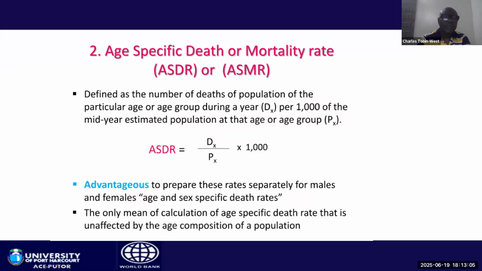Okay. Then age-specific rates, which are better. This one is the deaths of a population in a particular age group during a year. Here you can say deaths of children under 5, neonatal deaths, and things like that. So it's advantageous to prepare those rates separately for males and females, that is, age- and sex-specific deaths. The calculation of age-specific death rate is unaffected by the age composition of the population.